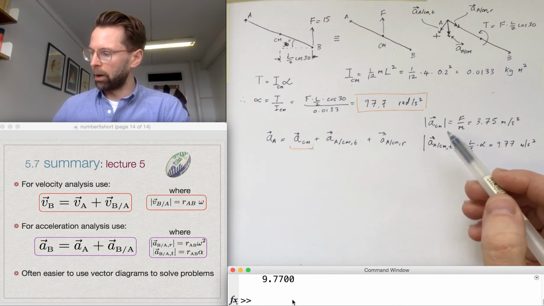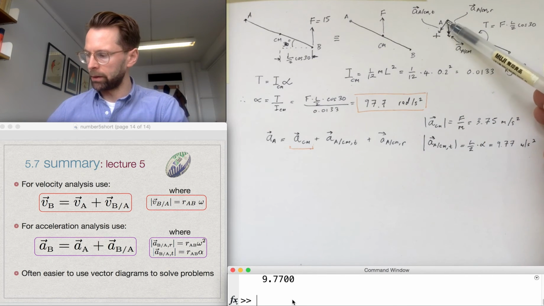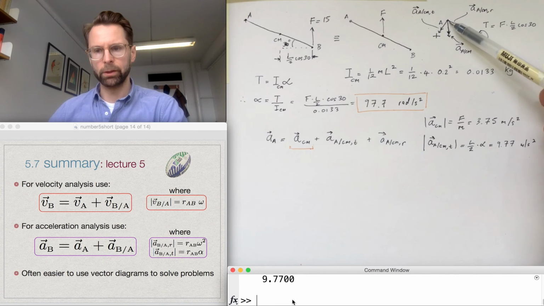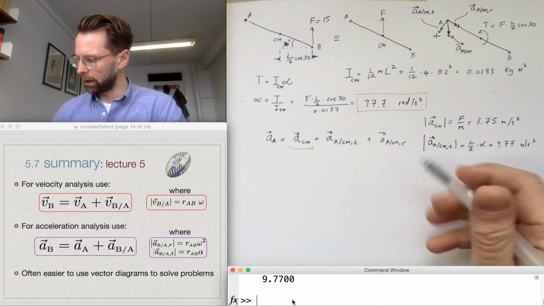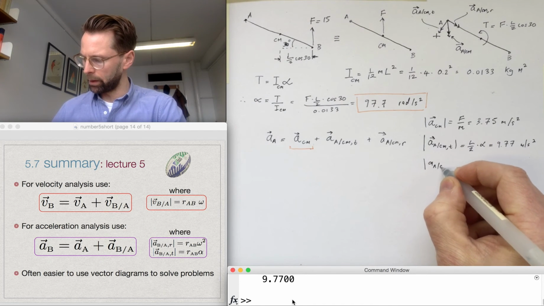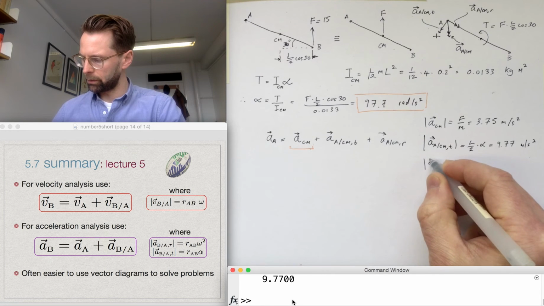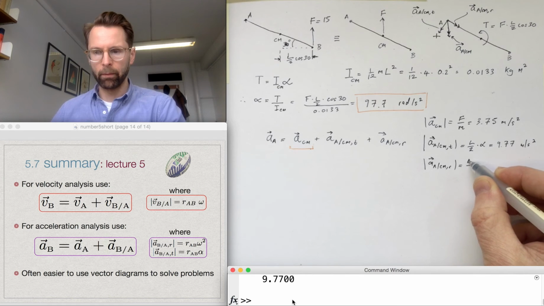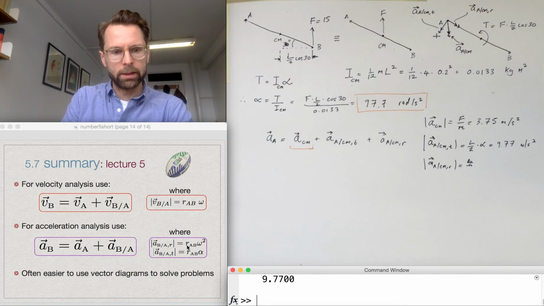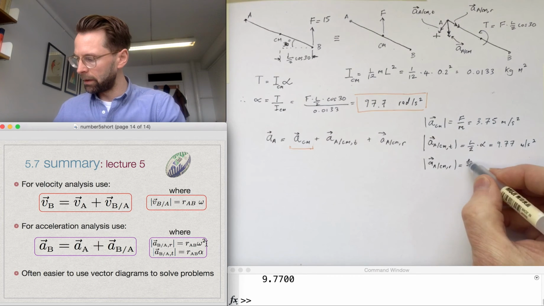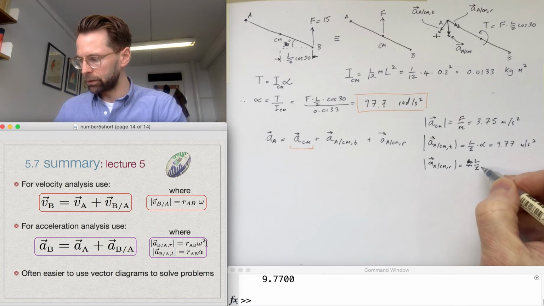Now the next component. We've just worked out what the magnitude of this is. We're going to work out now what the magnitude of the centripetal part is, and to do that we need to know what the angular velocity is. So this is what we're trying to calculate. Again from our notes, this is the radius of rotation multiplied by omega squared. The radius of rotation is just L over 2.